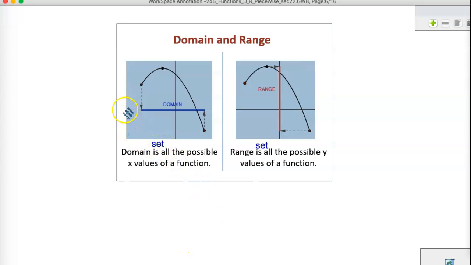When you're focusing on the domain, you're interested in what's taking place with the x values. The domain is the set of all possible input values of a function, whereas the range is the set of all possible output values of a function. So one is referring to the x-axis, one is referring to the y-axis. And you're thinking about the thousands of ordered pairs on your graph.